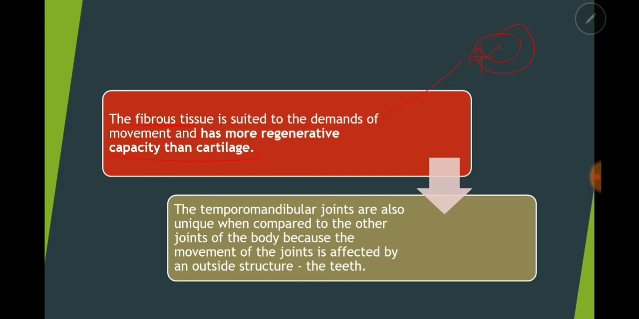The TMJ is also unique compared to other joints of the body because the movement of the joint is affected by an outside structure, which is the teeth. As we mentioned in the last lecture, if the articular eminence is too steep, the cusp tips of the teeth are going to be long. If the slope is very shallow, then you're going to have flat cusps of teeth. So occlusion does affect the TMJ. That's why malocclusion can cause internal TMJ derangement.